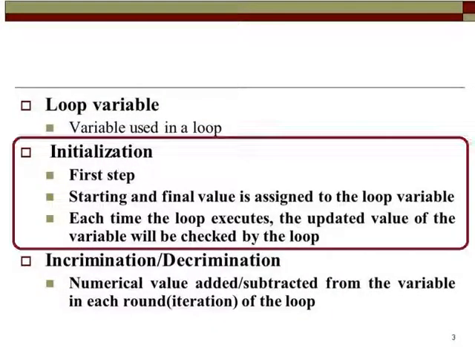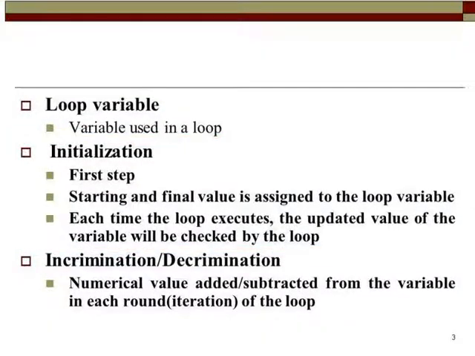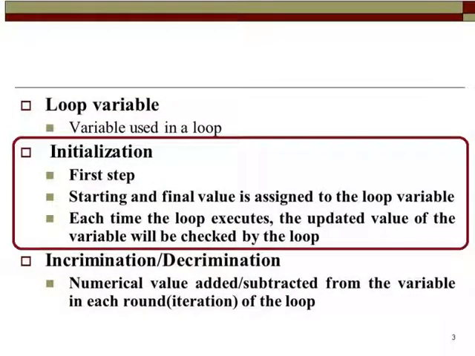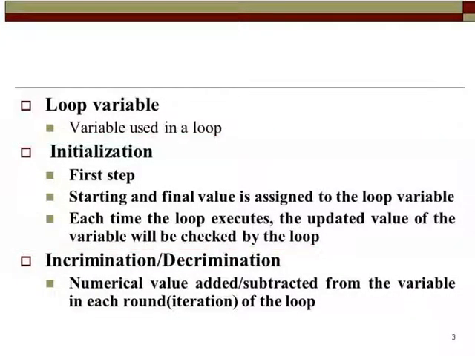Now, this initialization step, it is the first step of any loop, that is every variable that we use in the loop should have some value. So, giving a value to this variable is called the initialization process. So, the starting and the final value is assigned to the loop variable, that is starting in the sense when the loop begins, when the first iteration begins, what is the value of this variable and how many times should this loop be executed, and at the final, the closing of the loop execution, what is the value of this variable. Each time the loop executes, the updated value of the variable will be checked by the loop.